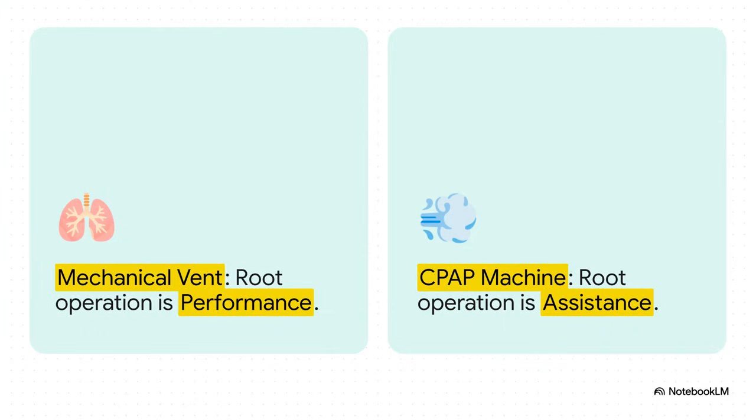Okay, when you're coding for respiratory support, it is absolutely crucial to distinguish between your root operations in ICD-10-PCS. Think about it. A continuous invasive mechanical ventilator moving air in and out of the lungs completely takes over that physiological function, right? So that maps to the root operation performance. Now, contrast that with non-invasive positive pressure like a CPAP or BiPAP machine. That provides constant pressure, but it merely assists the patient. So that goes to the root operation assistance. Getting this wrong will completely derail your DRG.